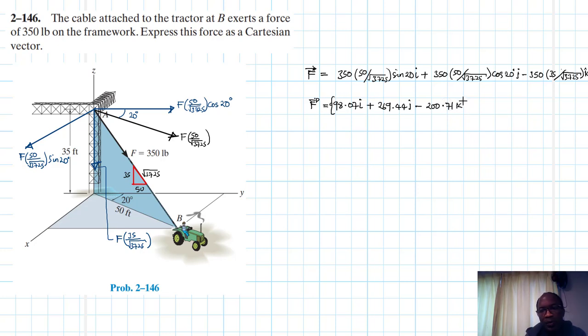Okay, and the units for this is pounds. Great. So I think this is about it. There we are. We have converted our force into a vector expression.